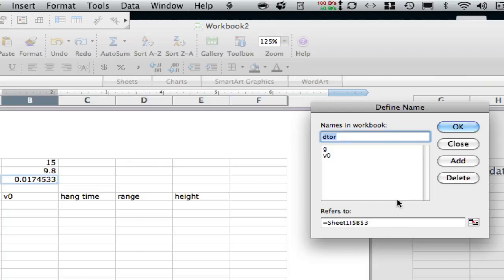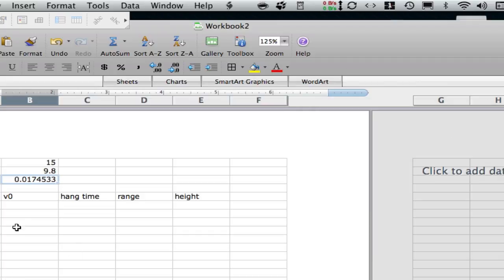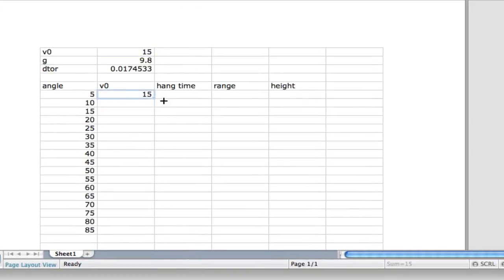So we'll call this, there we go. And we got it, so we're all good. Now V0 is going to, let's just check this. There we go. So let's go and fill all those in as V0.